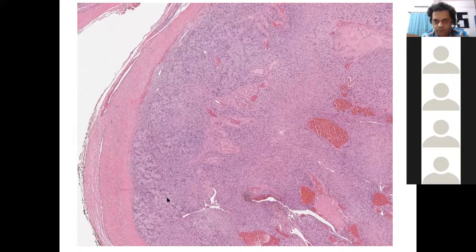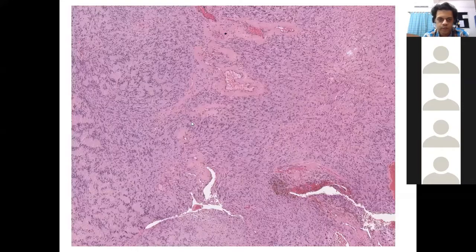Sometimes you will not get so obvious palisading, but you see that this is the cellular zone basically where you are getting the palisading. Moving inside, you are having zones that are a bit less cellular and which have lots of congested vessels. So that's another part of this tumor. So you have got two parts. One is the Antoni A, one is the Antoni B. There are two areas which are seen in this tumor.